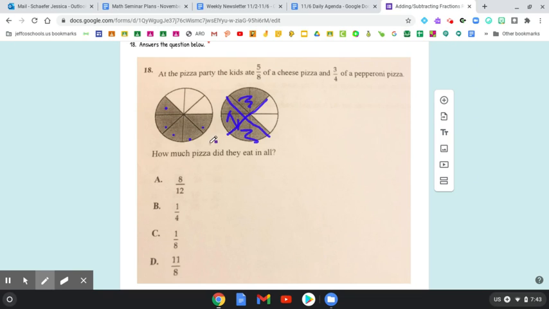So I see how many total pieces. 1, 2, 3, 4, 5, 6, 7, 8, 9, 10, 11 total pieces. And there are 8 pieces in the entire thing. So in one whole pizza, there's 8. So they ate 11/8 of the pizza.